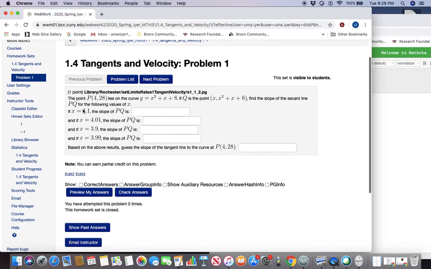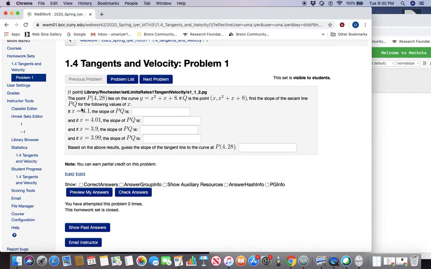All right. It says the point P(4, 28) lies on this curve. If Q is the point (x, x squared plus x plus 8), so that's your curve, the y coordinate is this expression in the x coordinate. Find the slope of the secant line. So for various values of x, when x is 4, you plug in x equals 4 and you get 28. That's what they are telling us.